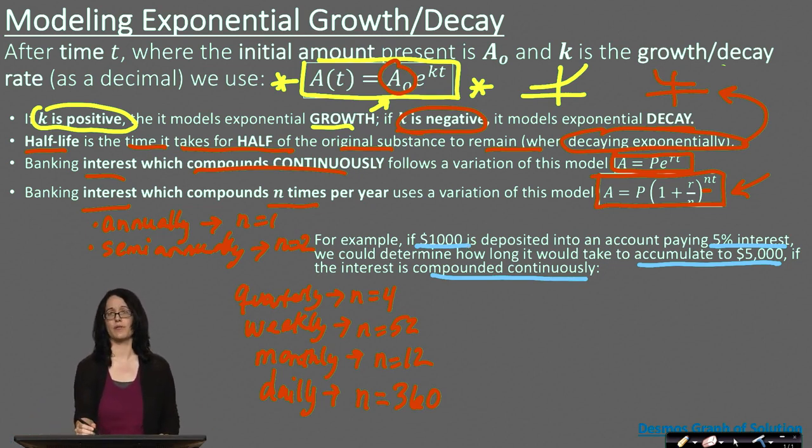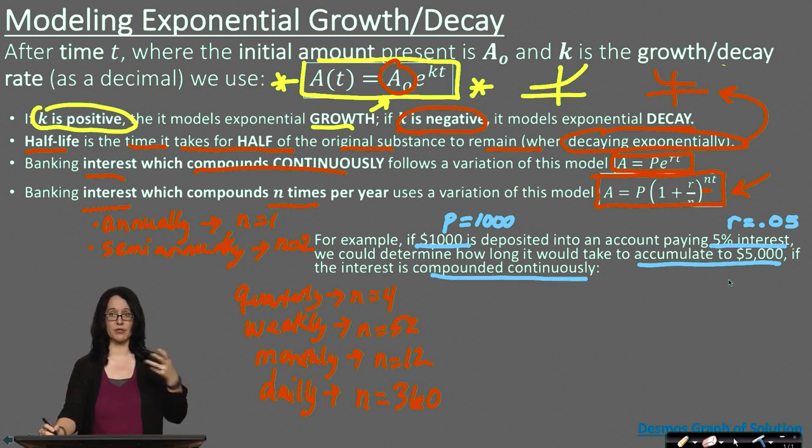What is the 1,000 representing? If you said P, you are correct. That's your initial principal that you deposit into the bank. What is 5%? If you said interest rate, that's correct, but I'd have to write it as a decimal, 0.05. What is the 5,000 representing? The accumulated amount, right? So the amount in total at the end, which would be our A.